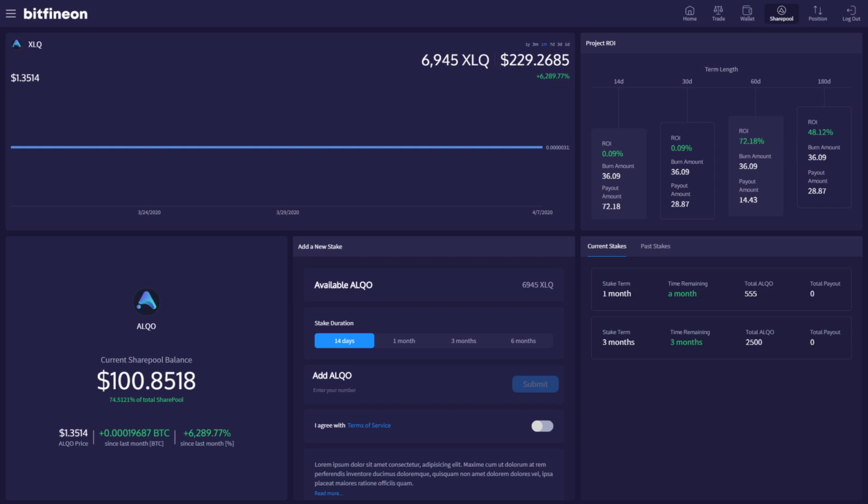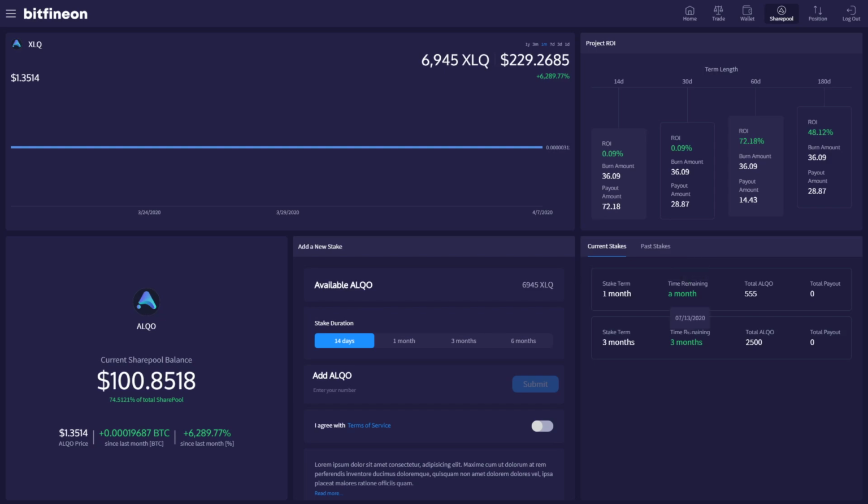We have 6,945 XLQ in our wallet. We have a 1 month and a 3 month stake. The first one is for 555 ALCO. You can see here that I staked it prior to this video earlier today. It has a time remaining of a month. It expires and will issue its payouts on May 14th.